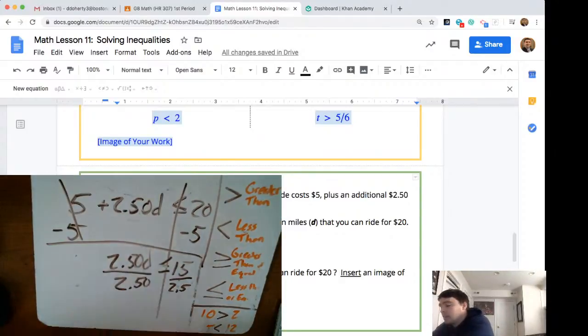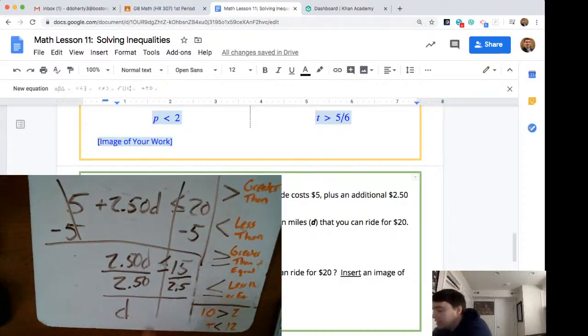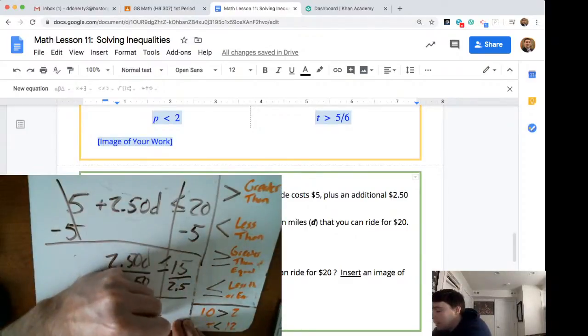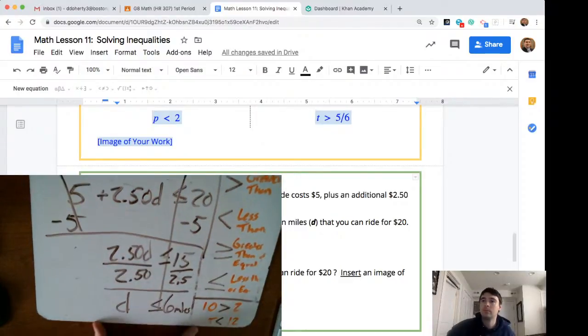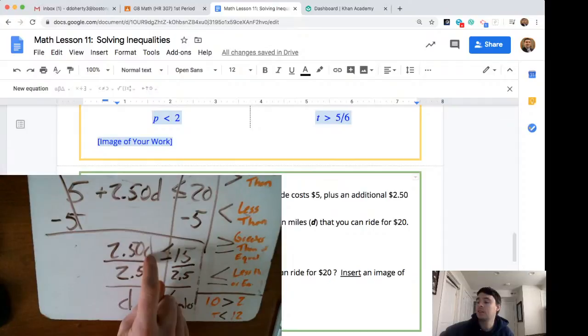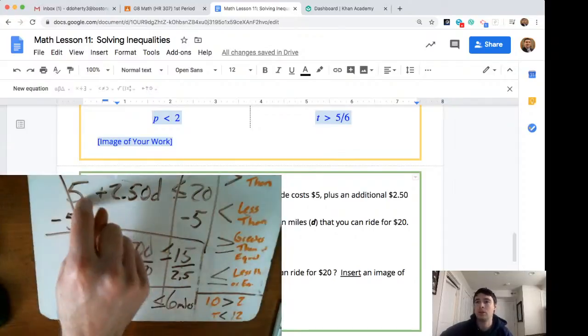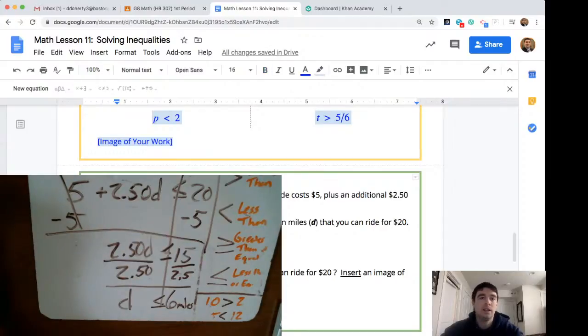So that tells us the distance traveled, the miles, if it's $2.50 a mile, needs to be less than or equal to 6 miles. Because if I travel 6 miles times $2.50 will be $15, plus the original $5 puts me up to my $20. So anything more than 6 miles is going to cause my bill to go over $20. So the maximum distance that we could go there is 6 miles, and that's kind of what that inequality helped us figure out.